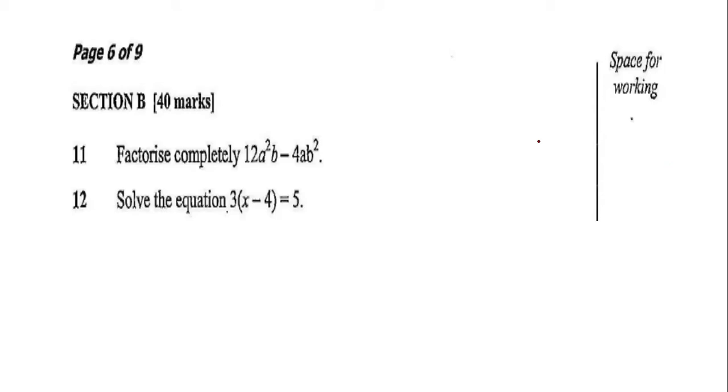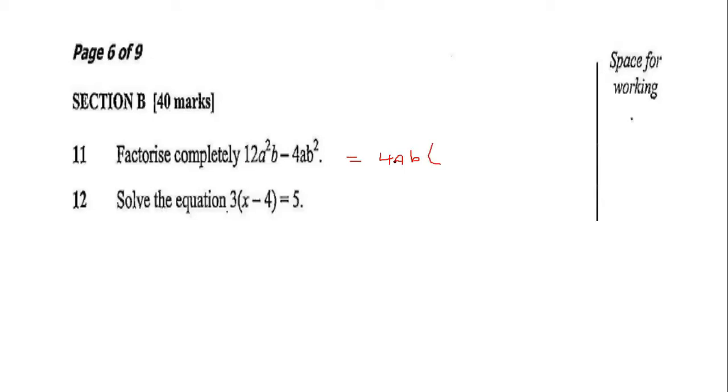The first question simply reads, factorize completely. So factorizing, you just have to find what is common. So you look at the highest common factor here, which is between 4 and 12. It is the 4. Here we have an A and here we have an A. So you put 4A. Then here we have a B, then here we have a B. So you are going to put a B. Then you open the brackets.